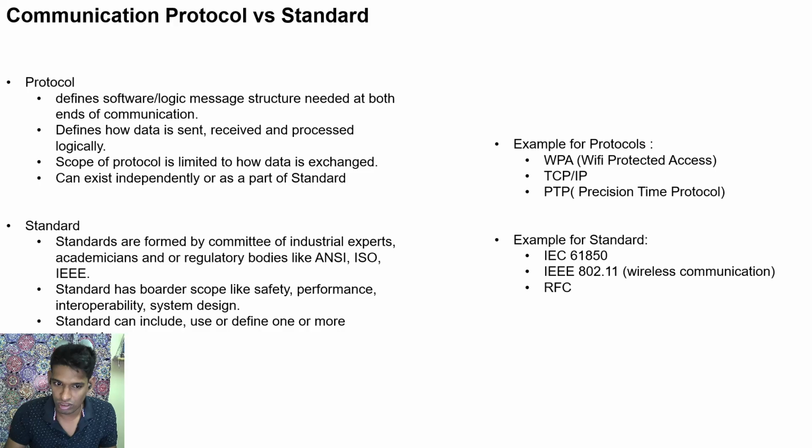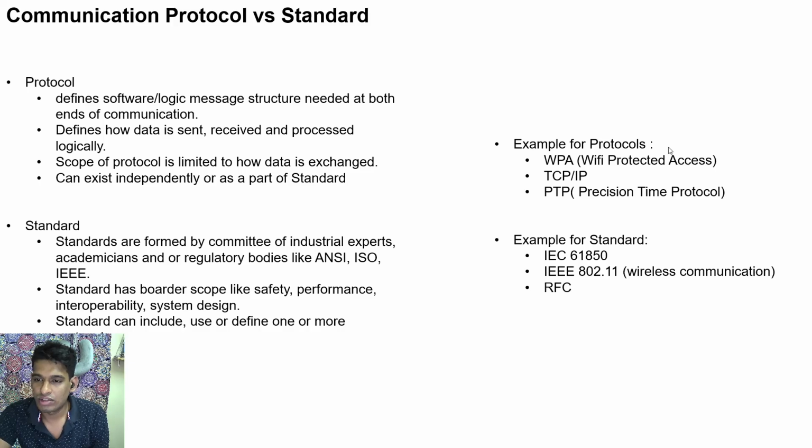A standard has a broader scope. It is not just limited to the fact that these devices need to communicate with each other. It has a broader scope: the device needs to perform like X and Y, and the devices of different manufacturers need to interoperate with each other. That is why a standard always has a broader scope. A standard can define a new protocol, or it can use an already existing protocol. So the standard is like a superset, and the protocol is like a subset.